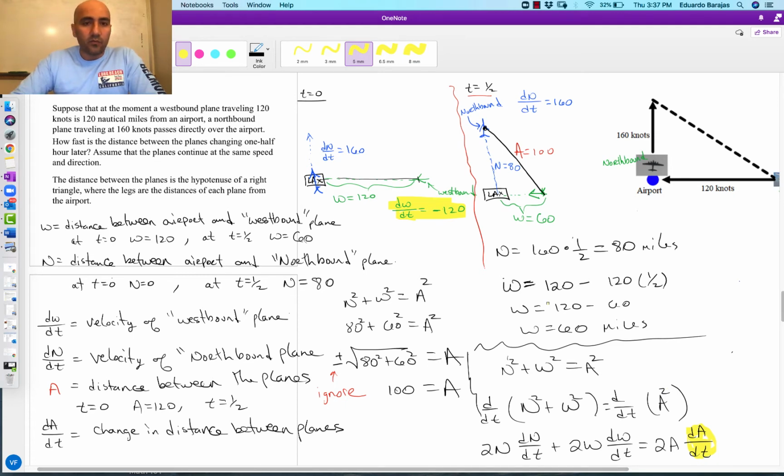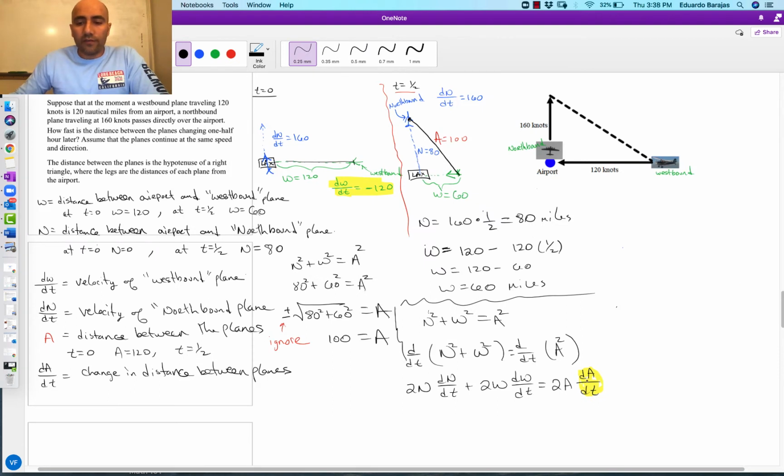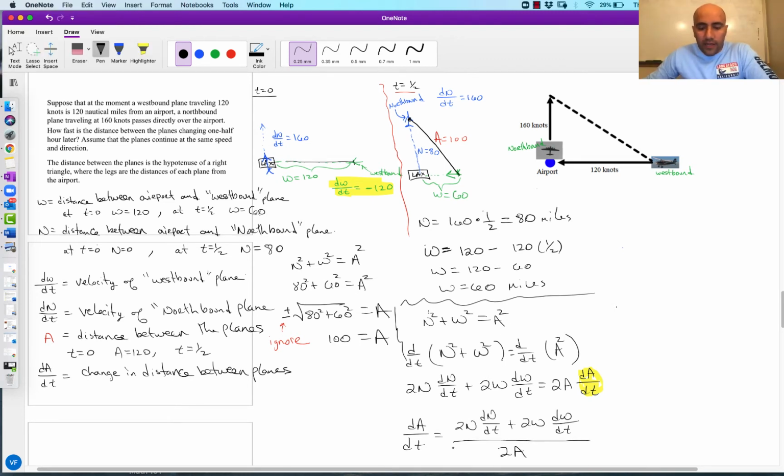Okay, so let's make a little more room. Solving for dA/dt, all I'm going to do is divide everything by 2A. So I'll get that dA/dt is equal to this whole left side divided by 2A. So it's 2n dn/dt plus 2w dw/dt, all of that divided by 2 capital A. Now we've got every single one of these values, we can solve for our rate.